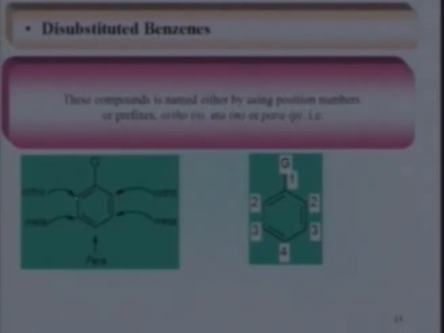This is the ortho position, and this position is also ortho. Next to ortho is meta. And just opposite to this carbon, we call it the para position. So take some examples of disubstituted benzenes. Here two methyl groups are attached to the benzene ring. So this will be the first position, and this will be the second position. So we can call it 1,2-dimethyl benzene.